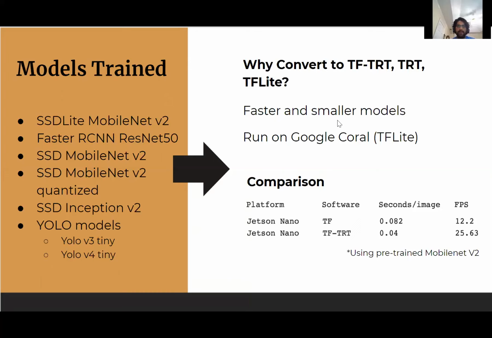After we spent a few weeks running these models, we decided to start looking into optimization, because one of the main challenges in object detection on single board computers is the size of these models and being able to fit them on this small device in order to get it running at a good frame rate.